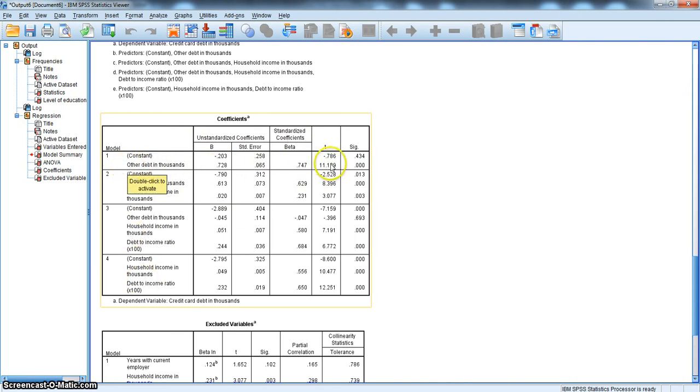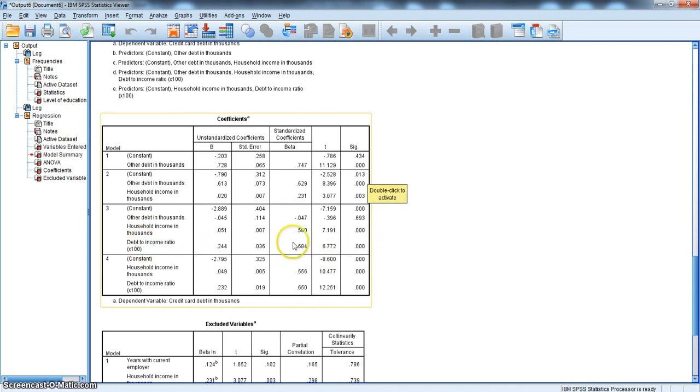So this predictor was statistically significant. So that stays in for step 2. Then it adds another variable. It adds household income in thousands. It's keeping the other debt in thousands, but it's adding this one. Again, that is statistically significant. So in the third step, it keeps these previous 2 in there, and it adds a third one. It's adding debt to income ratio. That's a statistically significant predictor.